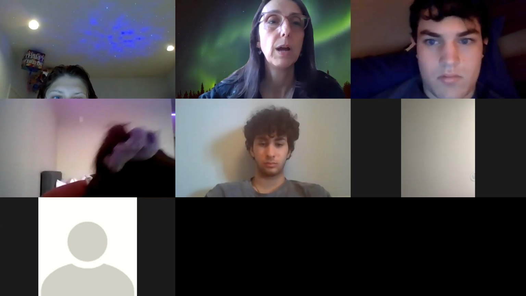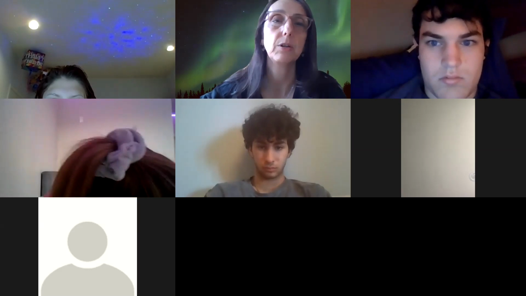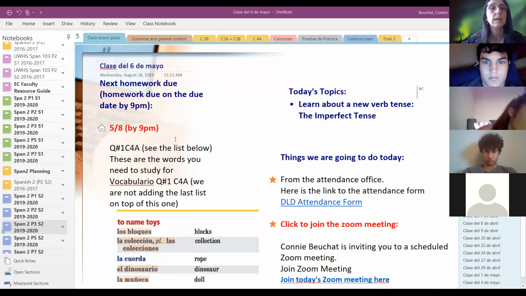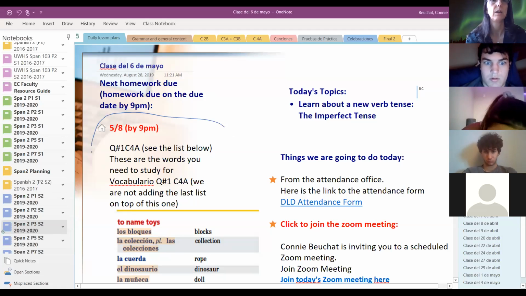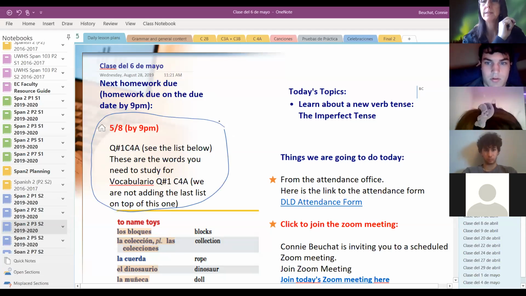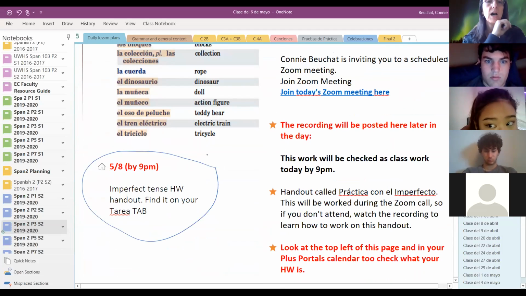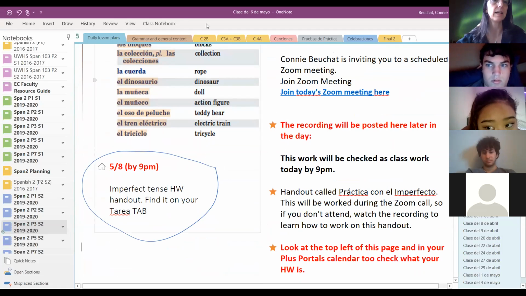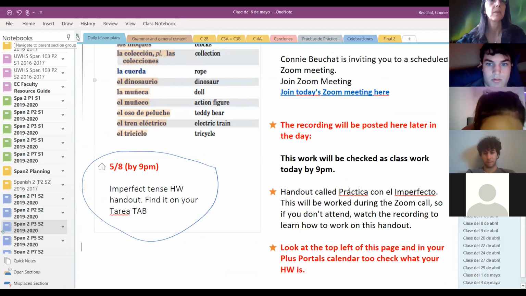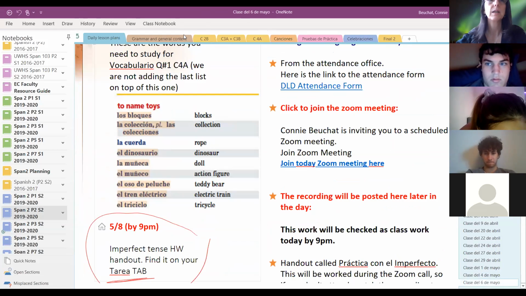I'm going to be sharing the OneNote, and the first thing I'm going to show you is your daily lesson plans. As you look at this part here, our vocab quiz is on Friday. These are the words. And also on Friday, you have a handout that is found on your Tarea tab. I actually think I didn't distribute it for you, so let me go ahead and do that before we start anything.